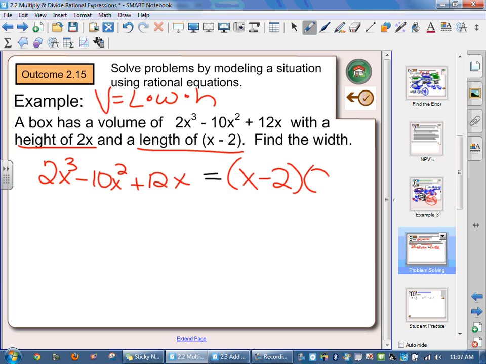Are we looking for the width? Wow, I'm so on it today. You are right. We're trying to find width. It even tells me right there. Okay. We're trying to find the width.